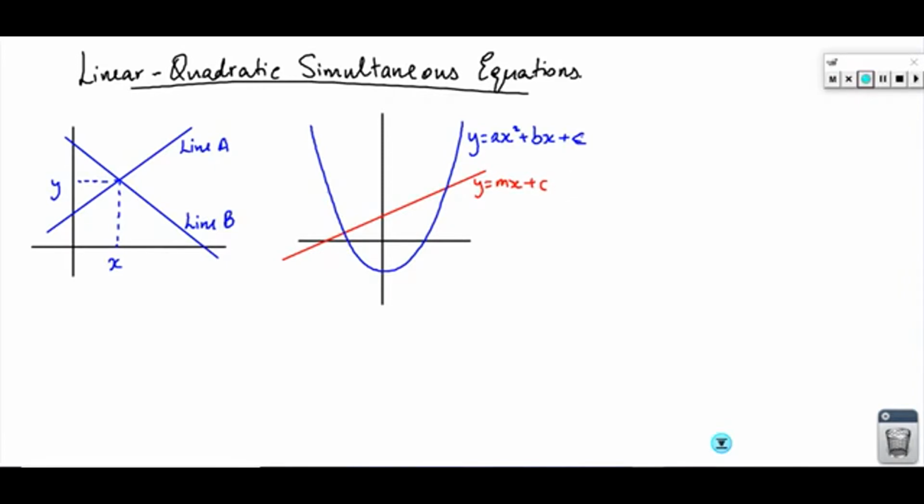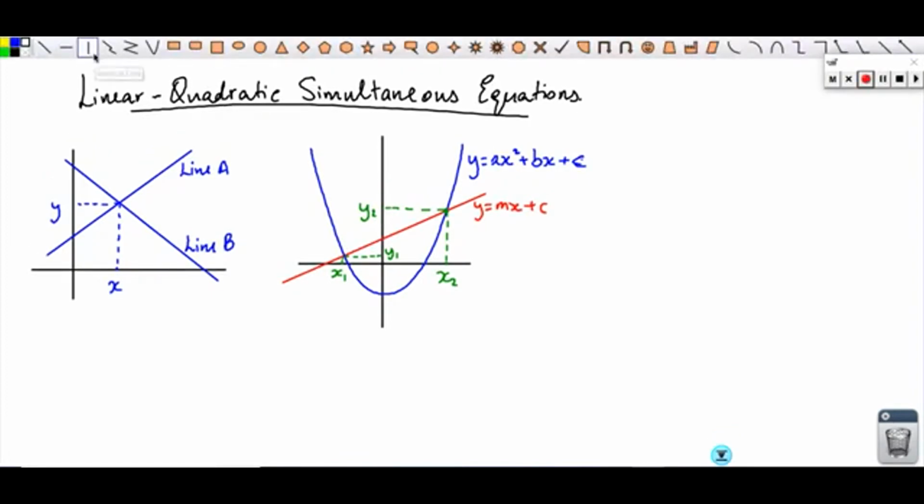So if we find where they meet at this value here, there's a value for x and a value for y. And they meet also at this point here, so we have a value for x here and a value for y here. But when we have one linear and one quadratic, in this case they met twice. It might be the case that they meet once. Let me show you an example.